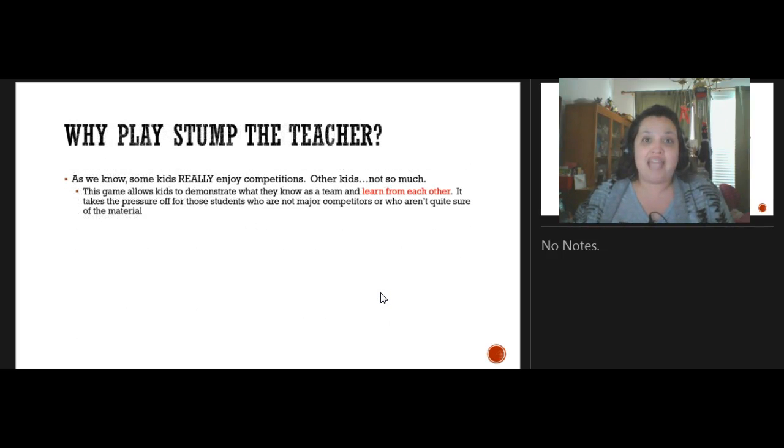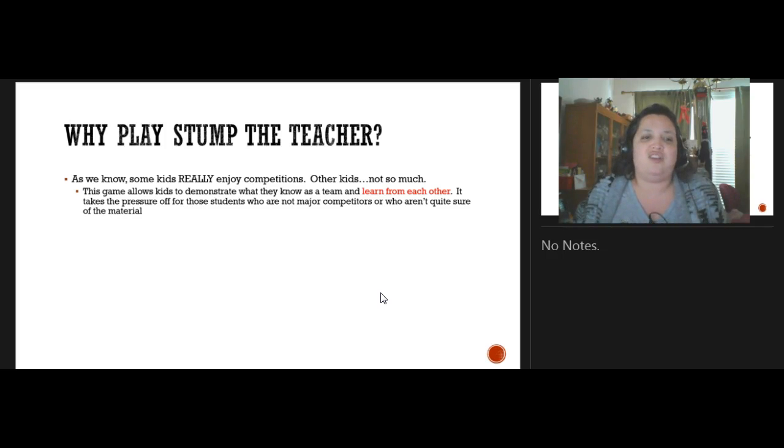All right, so why did I come up with this game of Stump the Teacher? Well, I know that some of my students are really competitive. They really want to win. Other kids aren't so much. And I know that some of my students get really anxious about being singled out. So this gives the students a chance to demonstrate what they know as a team and to learn from each other. Because someone's saying, pick letter C, this is the right answer for this reason. Oh man, that's not what I got about that approach. So they're learning from each other.